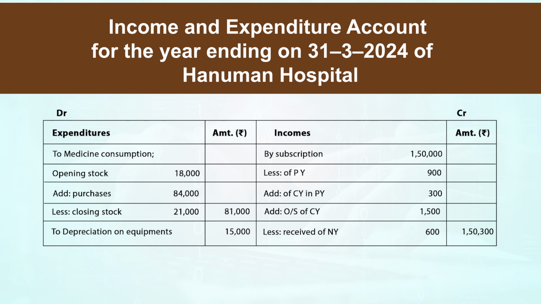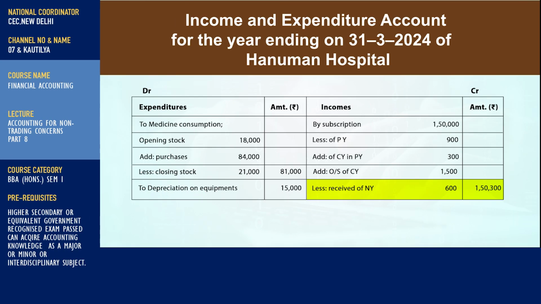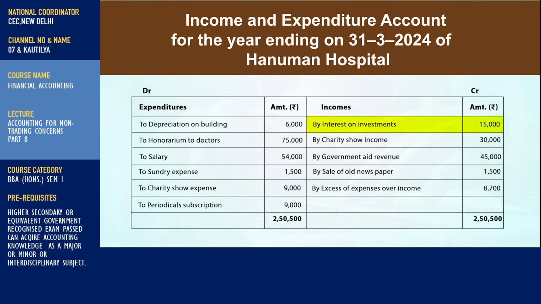The first in that is subscription 1,50,000. Now we have to deduct previous year, that is rupees 900, and we have to add current year in previous year rupees 300. Again we have to add outstanding of current year 1,500, and we have to deduct received of next year 600, and to the outer column will receive amount of rupees 1,50,300.